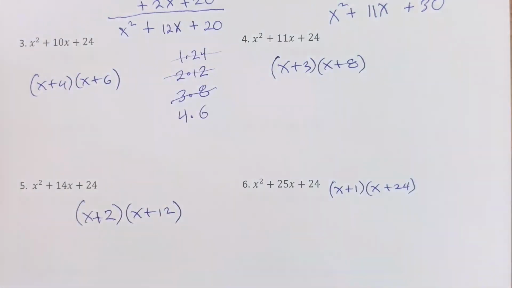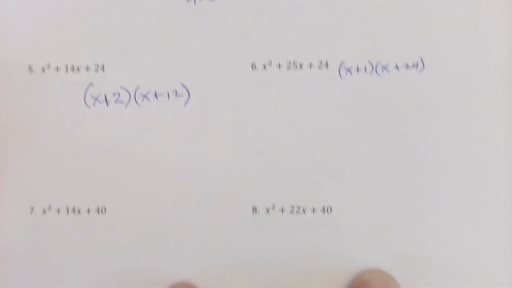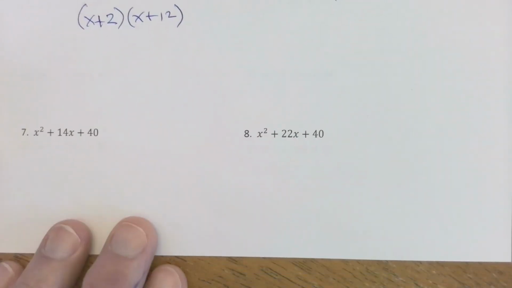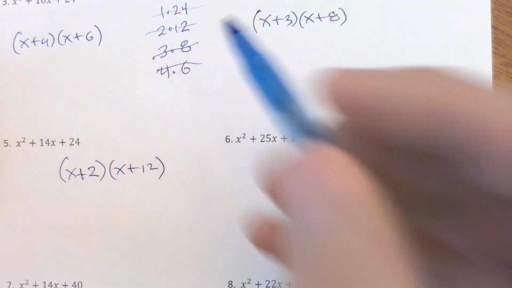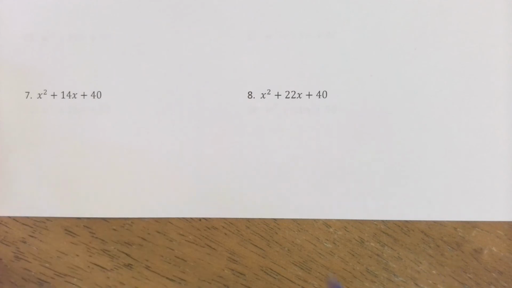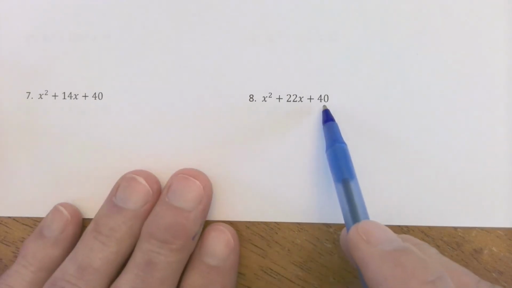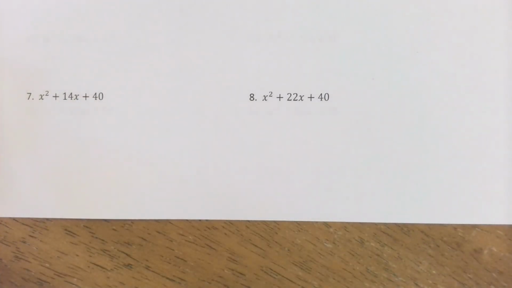Okay, we're going to do 2 more problems, and this is a short video. The next 2 problems do not use the list for 24. This won't be any good to us anymore. And how do I know that? Well, because the last number here is 40. Also on this problem is 40. So what I need to do now is make a new list.